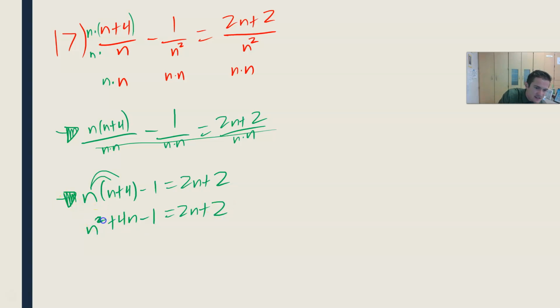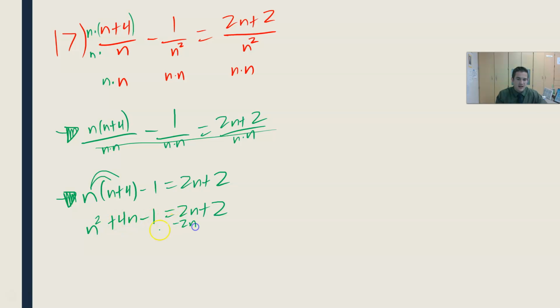Now I have an n squared term. This is now going to be a quadratic equation, meaning that I'm going to have to get everything on one side, set it equal to 0, and I'm going to have two solutions. I'm going to have two answers. So I'm going to put this in standard form.